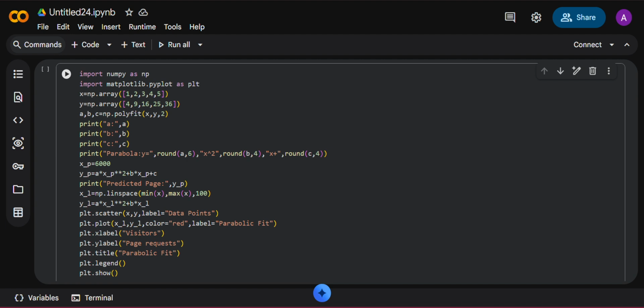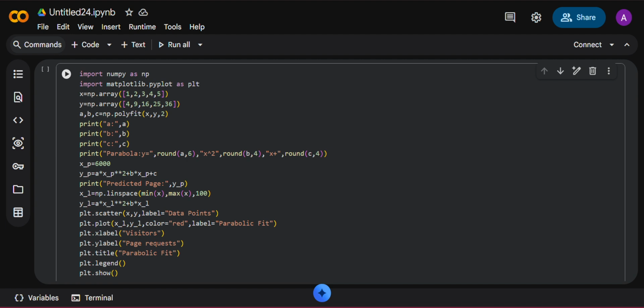Then we find the parabolic fit, that is a, b, c is equal to np.polyfit of 2. Here 2 represents the degree of the polynomial, that is quadratic. Then it returns the coefficients a, b, c. Then we display the equation by rounding off a to 6 and b and c to 4 decimal places respectively.